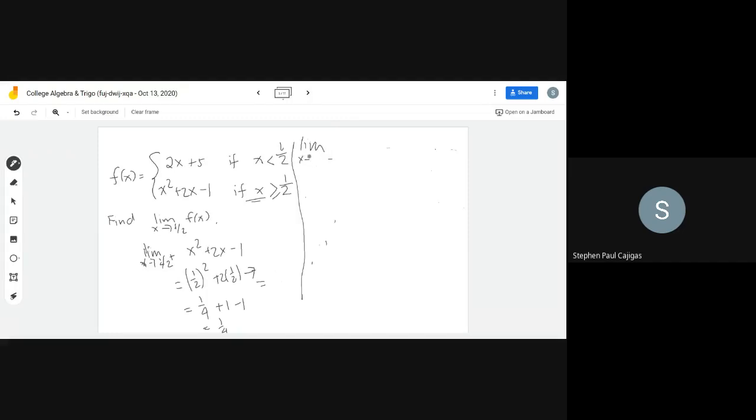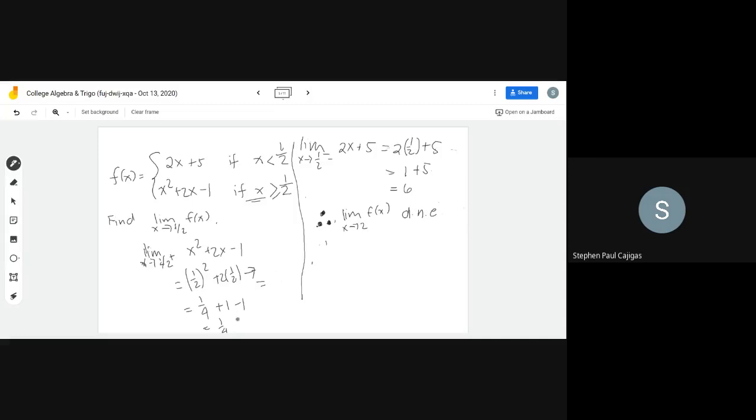Then the left hand limit, as x approaches 1/2 from the left. We use 2x plus 5. This is 2 times 1/2 plus 5, which becomes 1 plus 5, equal to 6. So with this, the limit does not exist. Therefore, the limit of f of x as x approaches 1/2 does not exist, using the therefore symbol of three dots in a triangle that you have already been introduced to.